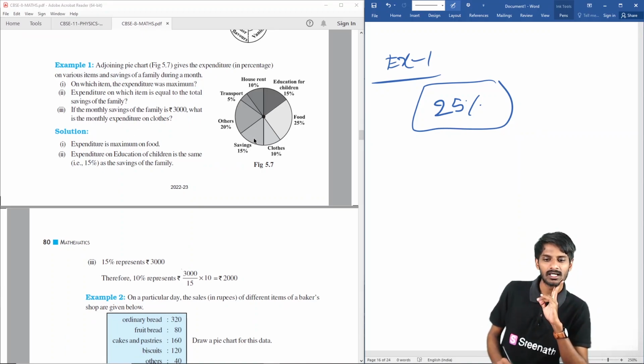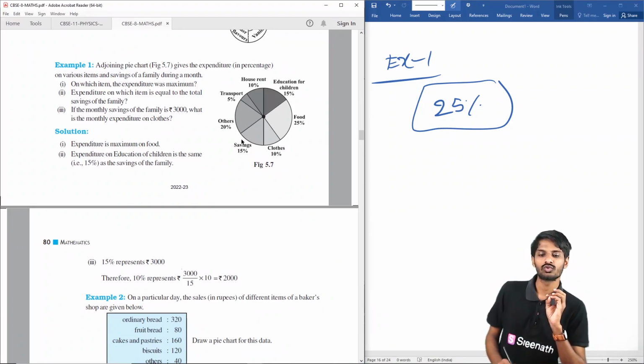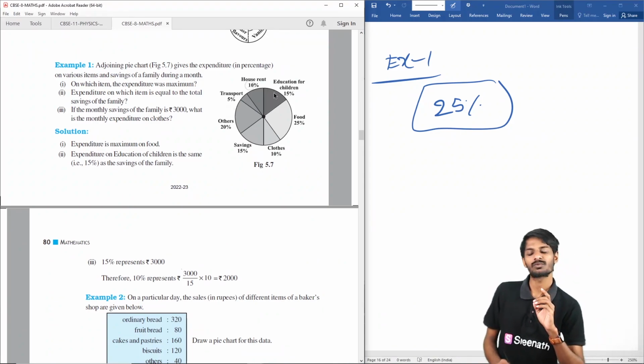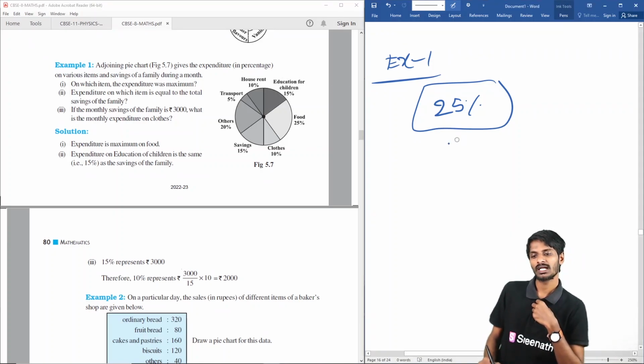Expenditure on which item is equal to the total savings of the family? What are the savings? 15% is the savings. So which area of expenditure equals 15%? Education for children.